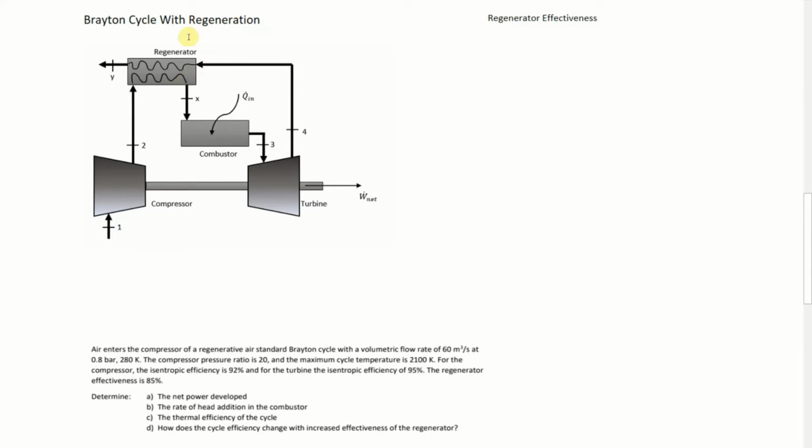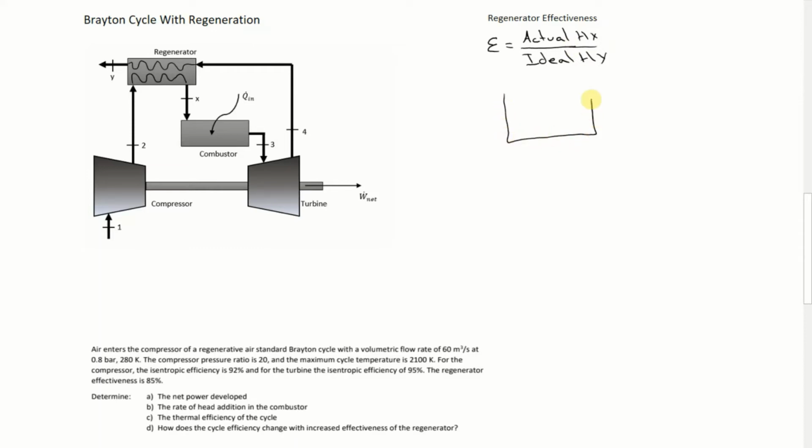And so similarly to isentropic efficiency, the way we understand how this regenerator is operating is with our effectiveness, which is equal to the actual heat transfer versus the ideal heat transfer. And so we're just going to do a small proof here so that we understand where this equation comes from.